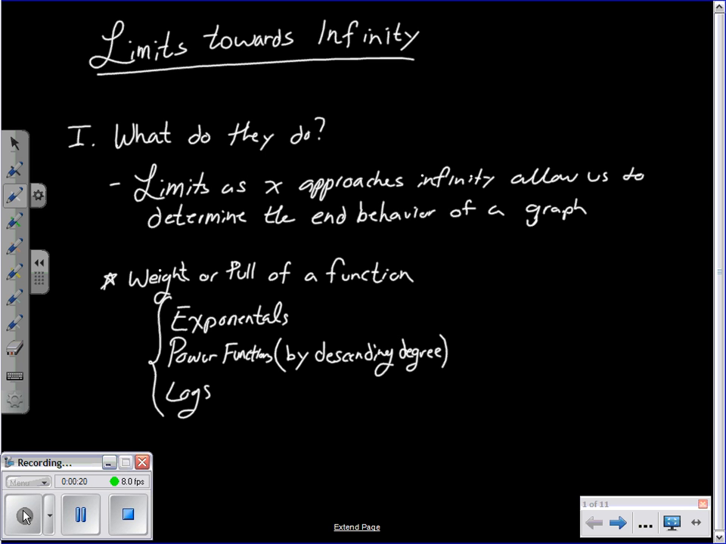This is a very non-scientific way of looking at how functions work, but a good rule of thumb is that exponentials tend to pull more than power functions. Power functions generally tend to pull more than logarithms, unless, of course, you're talking about maybe a constant function or something like that. Those are just guidelines. Keep those in the back of your mind as we're going through some of these examples.